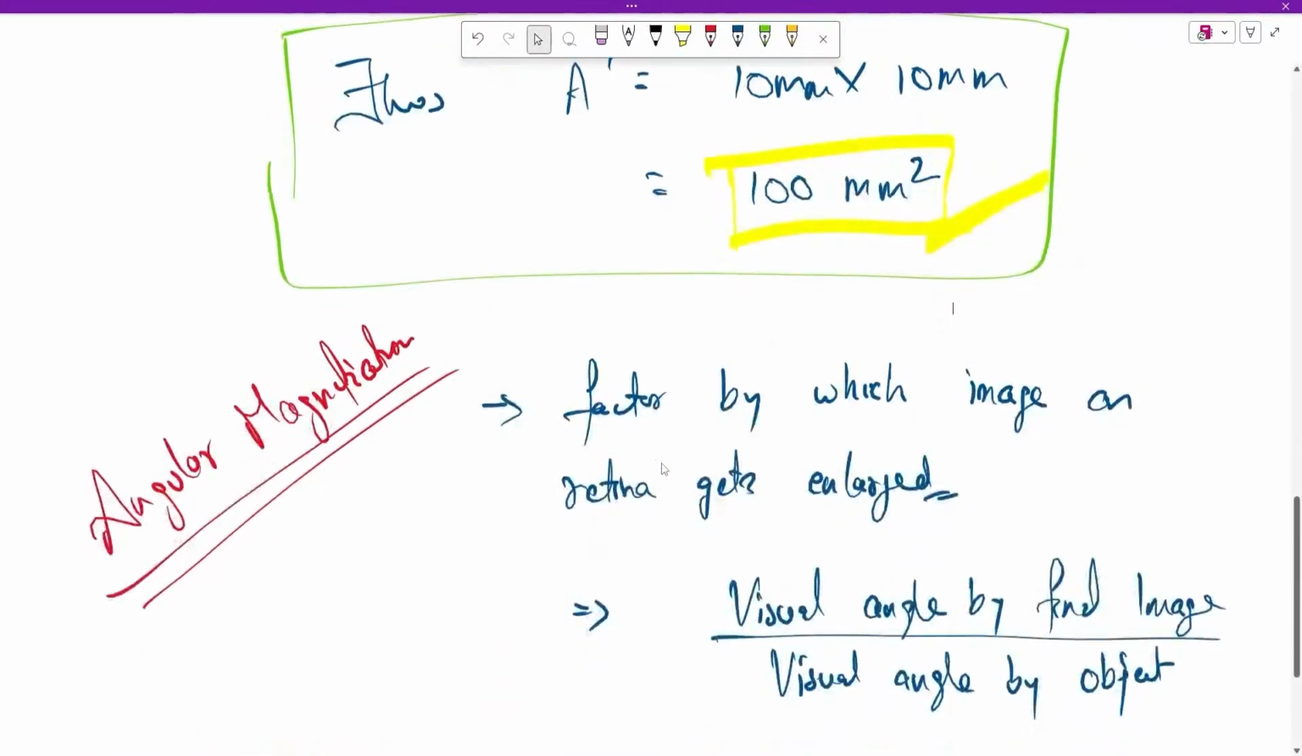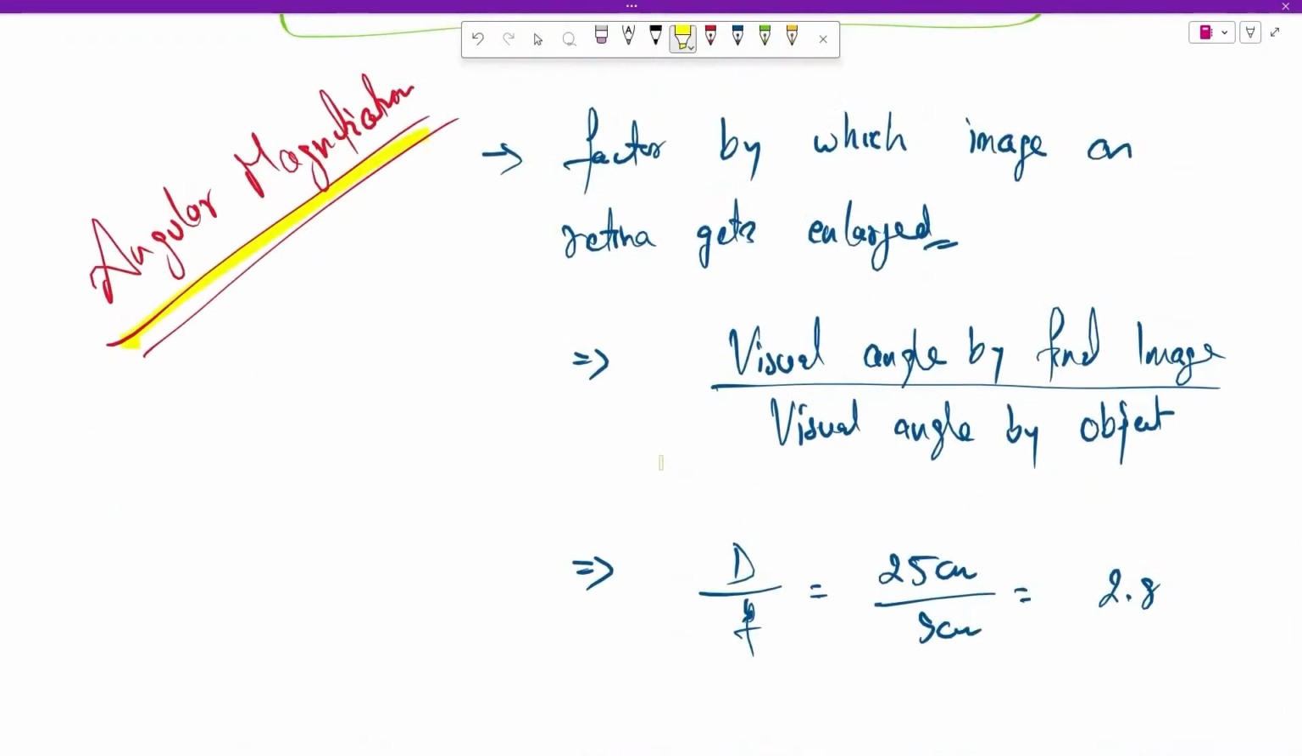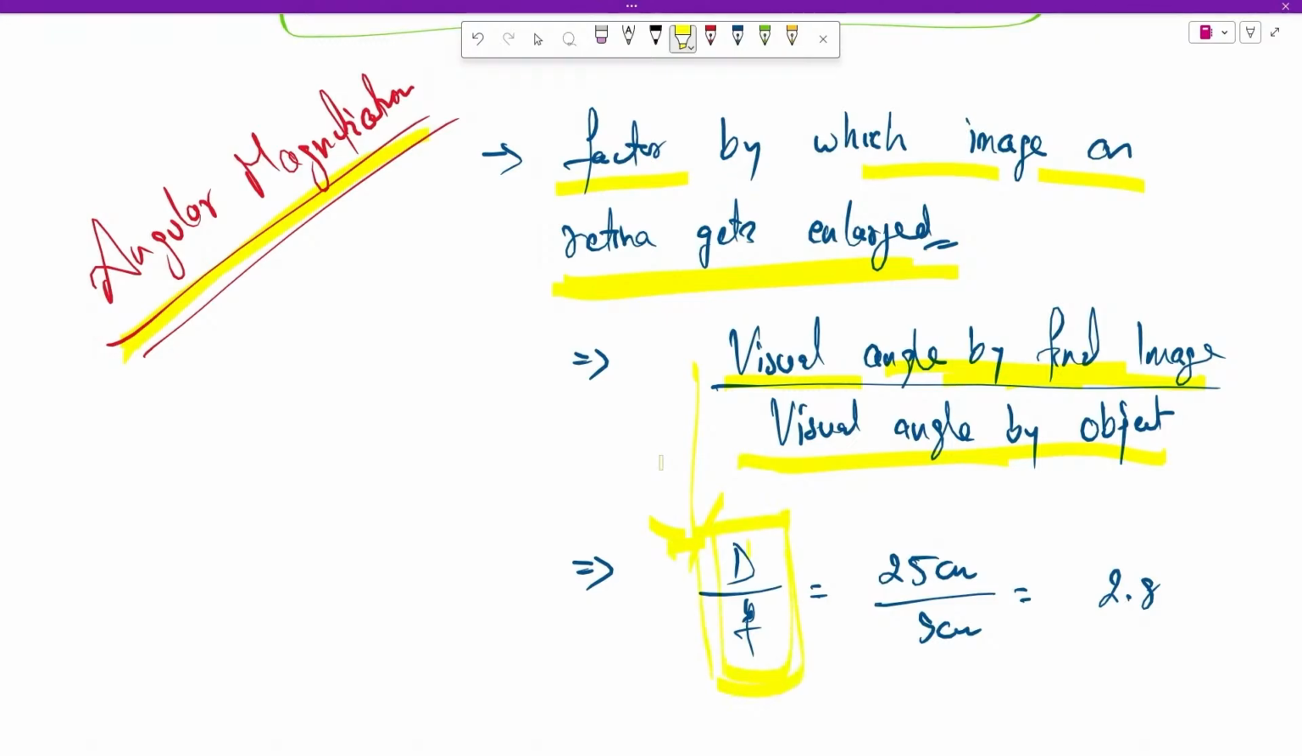Now let us move towards the angular magnification or the magnifying power. We know that angular magnification is defined as the factor by which the image on the retina gets enlarged. It is given by the visual angle by the final image divided by the visual angle by the object, and the visual angle by the final image will depend upon the image position. So for this case, the image position is different than the value of d. So the angular magnification formula would be equal to d by f. So we can get the value of 2.8.